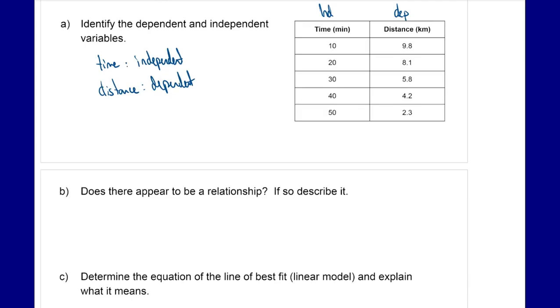I would say yes, there does look to be a relationship. And the relationship is as time increases, the distance decreases. So we do see a relationship. It does look like there's a trend or a pattern in the data. As the time increases, or as our independent variable grows, the distance from home decreases. We get closer to home, which makes sense.